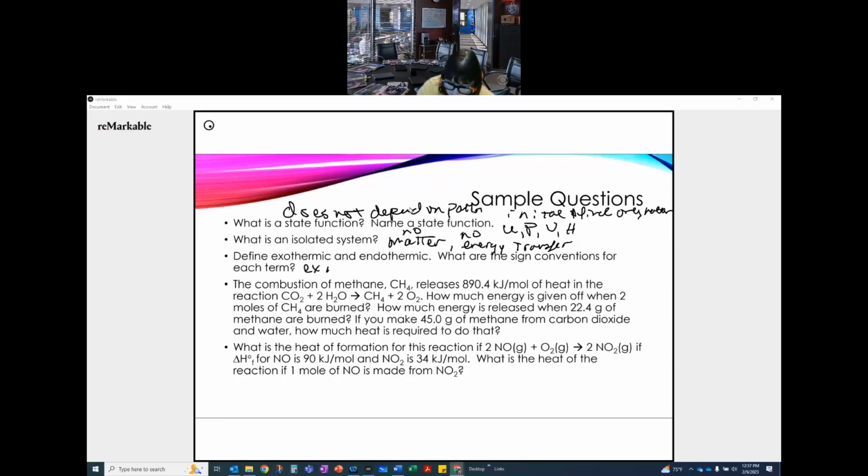So exothermic gives off heat. Delta H is negative. Heat is a reactant. Sorry, not a reactant. Heat is a product here. Endothermic takes in heat. Delta H is positive, and that is a reactant.